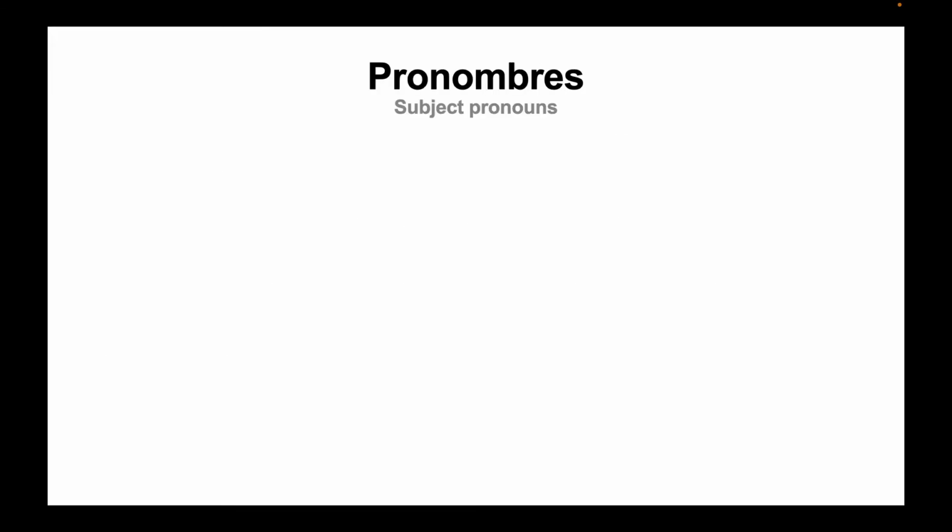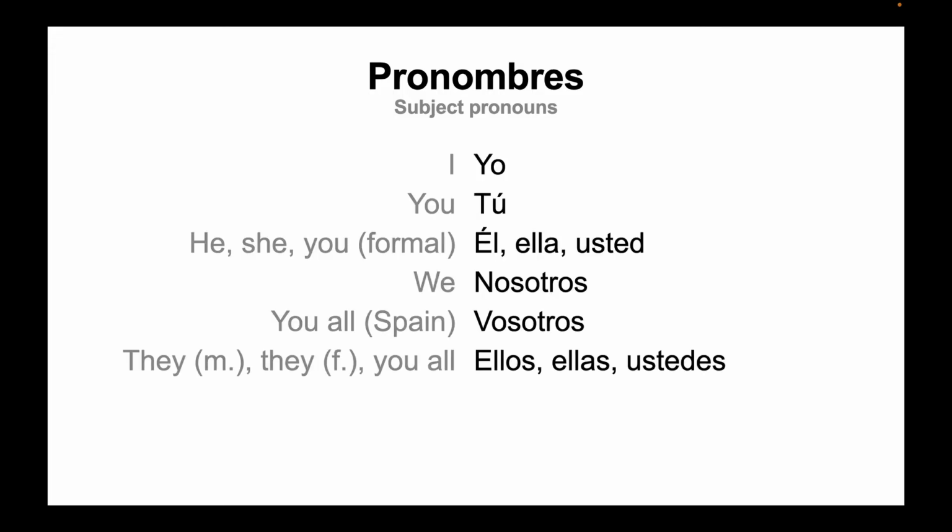Empecemos. First, let's start to review the subject pronouns. This is something that we must know before we begin. So, a little review. Those are your subject pronouns. Yo, tú, él, ella, usted. Usted means you when you are speaking formally to somebody, when you're addressing somebody maybe who outranks you or who you don't know very well.